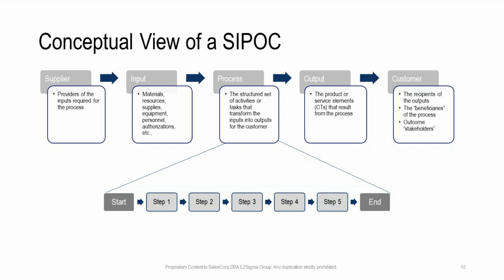Conceptual view of a SIPOC. Again, thinking about it down the middle, we have our process, and really starting with what's the start of the process, the input, what's the trigger that comes in that starts the process. An easy way to think about that is, if it's your accounts payable, the trigger is an invoice comes in, and who supplies it is the vendor. And then potentially, depending on how far you're going down, the final step is a payment created, and the customer is that initial vendor getting their payment, or wherever you're stopping the process.